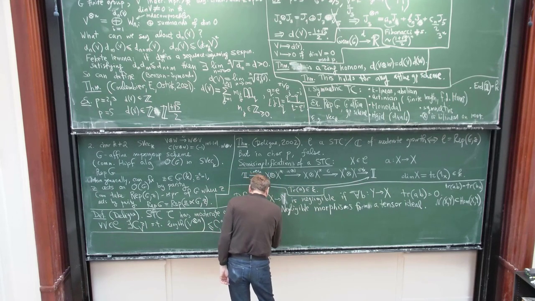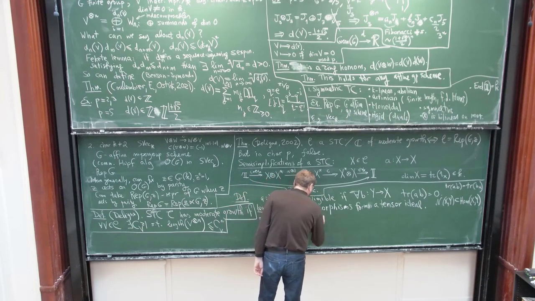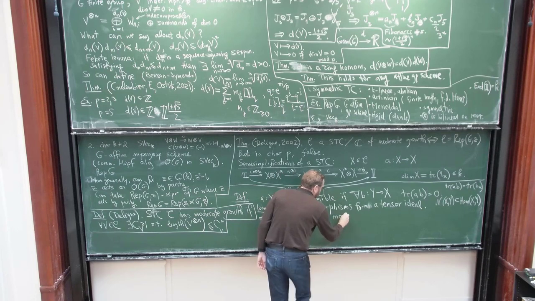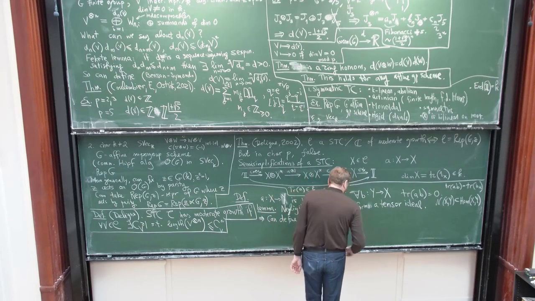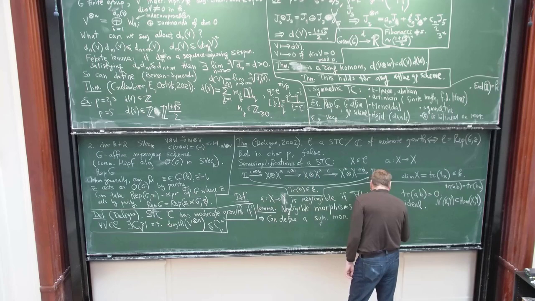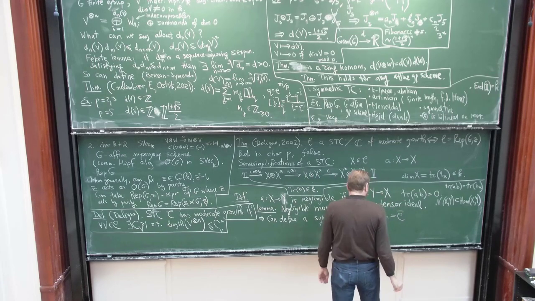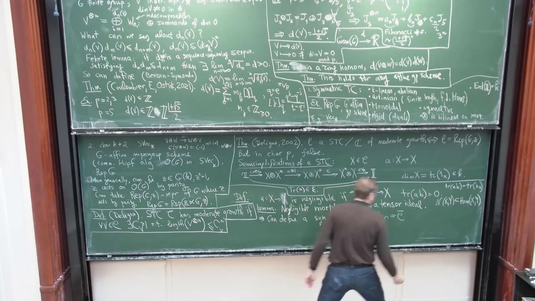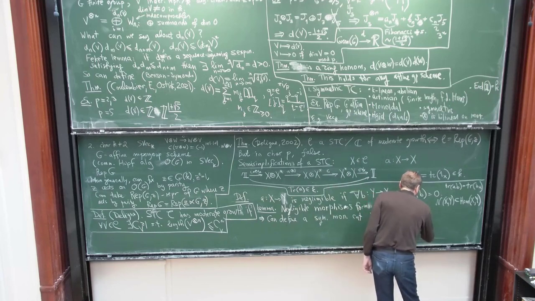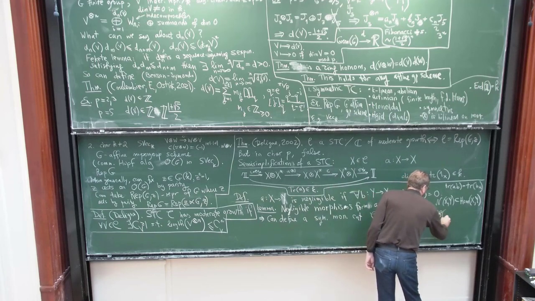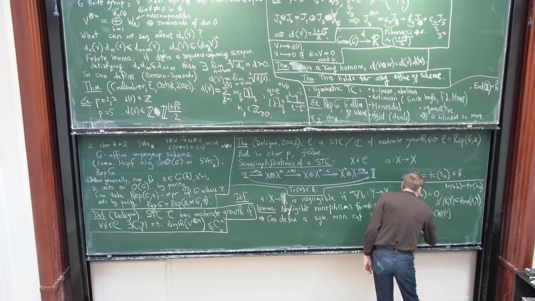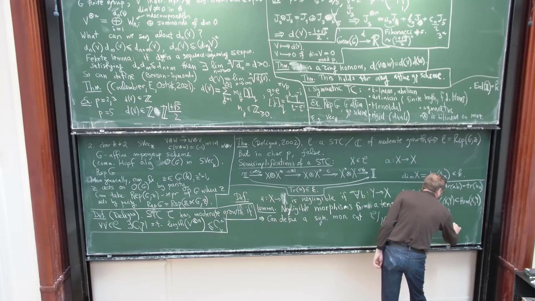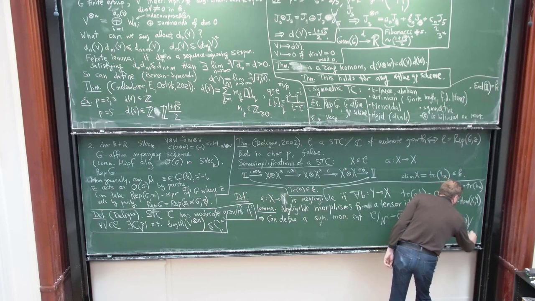So we can define a symmetric monoidal category C mod N, which I'm going to call C bar. It is defined by the property that objects are the same, and Hom in C bar from X to Y is Hom in C from X to Y, modulo the negligible morphisms N of X Y.